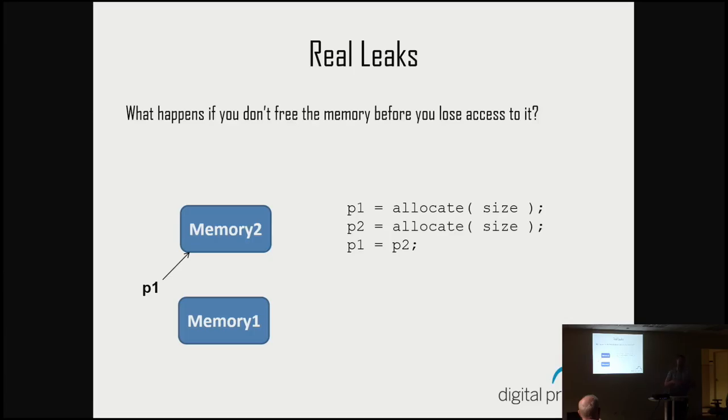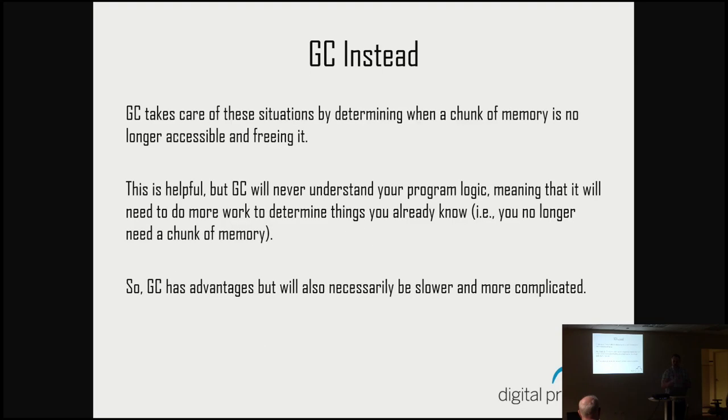If not, there's literally nothing until you turn off the machine and turn it back on. Okay, so GC, instead, is going to take care of these situations by determining when a chunk of memory is no longer accessible and freeing it. So GC's job is, instead of being explicit, it's being implicit, okay? So in the normal malloc version of things, we explicitly say, I want this chunk of memory, and then we explicitly say, I'm done with this chunk of memory.